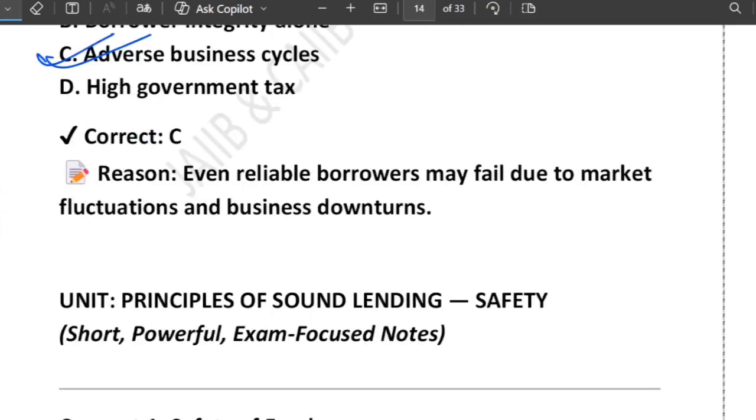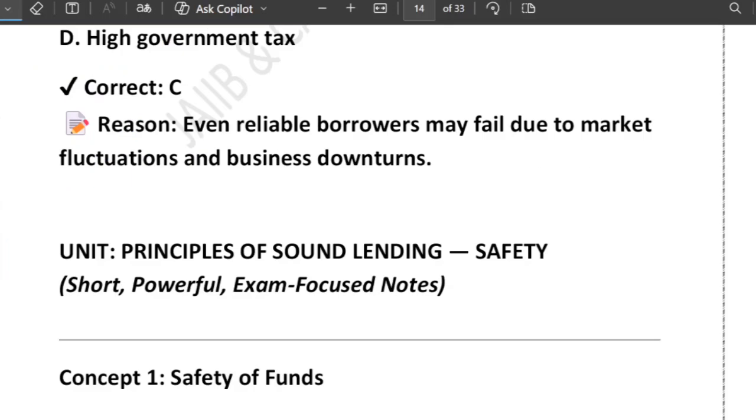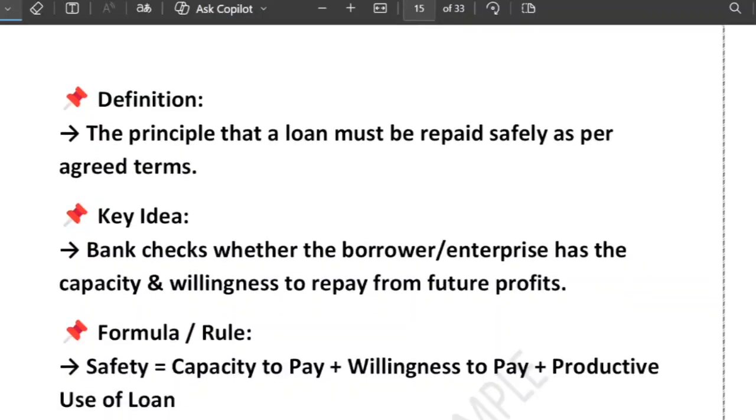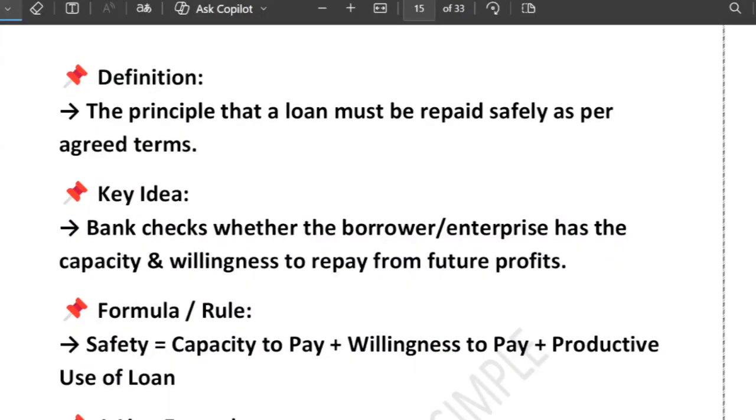Now friends, let's switch our focus to the next part, that is safety of fund. Safety of fund is a principle that the loan must be repaid safely as per the agreed terms. That is what safety is all about. When I say safety of fund, it means the bank should get its money back safely as per the agreed schedule, right?